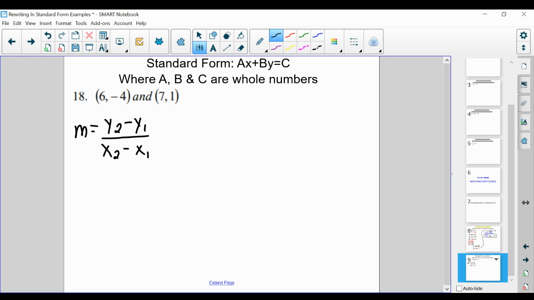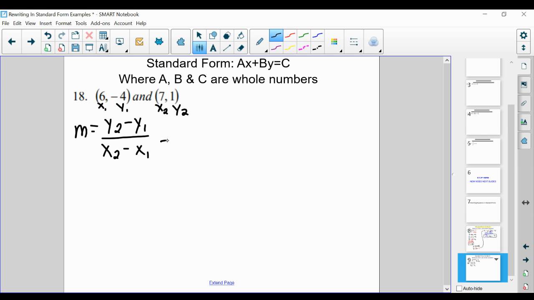Let's identify what our x's and our y's are within the coordinate points. 6, -4 is the first coordinate point that appears. 7, 1 is the second coordinate point that appears. So I'm going to label my 6 as x sub 1, and you should be doing this as well. The -4 as y sub 1, because that's the y value and the x value of that first coordinate point. 7, 1, 7 is going to be x sub 2, and 1, pardon me, is going to be y sub 2. Those are the x and y values of the second point.